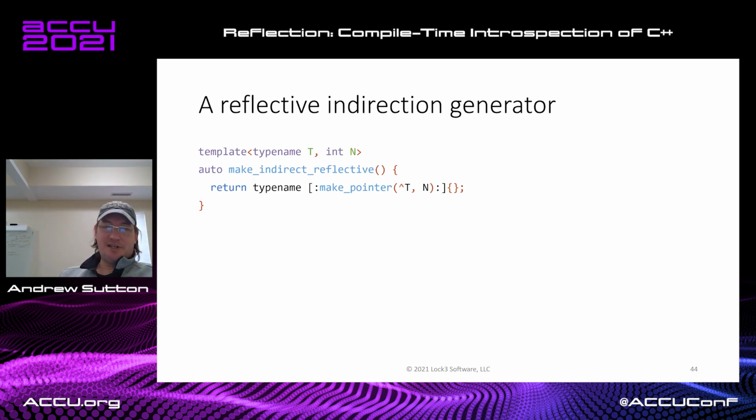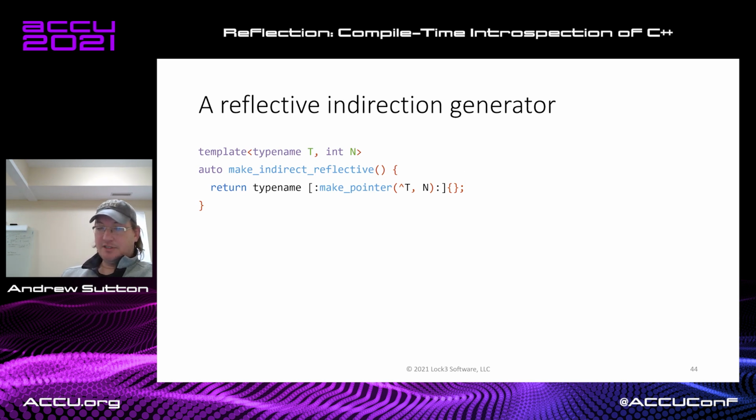And so, yeah, this is the entire function, the make indirect and reflective indirection generator. If you call this function, you will get a specialization, but it will just be one specialization. For each pair of T and N, you won't get 43 of those.